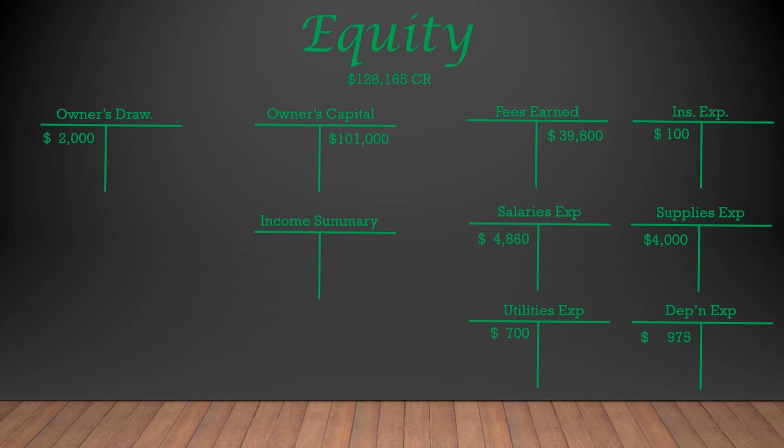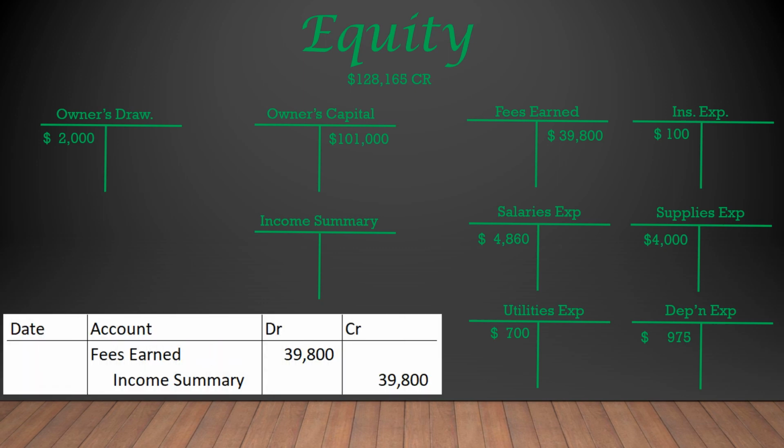The first entry we'll book is to zero out fees earned by moving its balance into income summary. To do so, we'll book the following journal entry. The debit to fees earned moves that account balance to zero, and income summary now has the credit balance that was previously in fees earned.